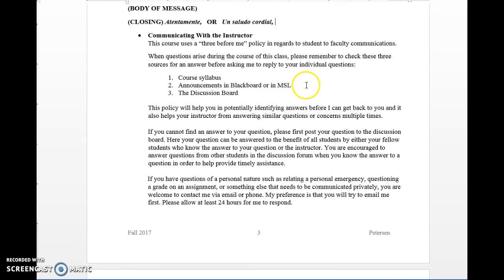Now, this course uses a 3 before me policy in regards to student-faculty communications. When questions arise, okay, you want to check these 3 sources. Okay, look at the syllabus. See if there are any announcements in Blackboard or My Spanish Lab. And you may want to check the discussion board as well to see if anybody else has posed any questions that I have already responded to that are similar to the questions that you have.